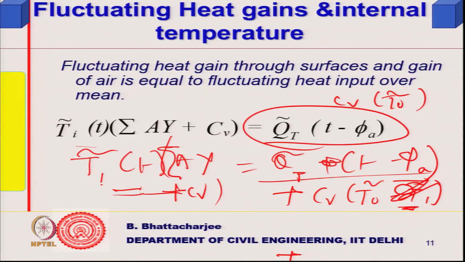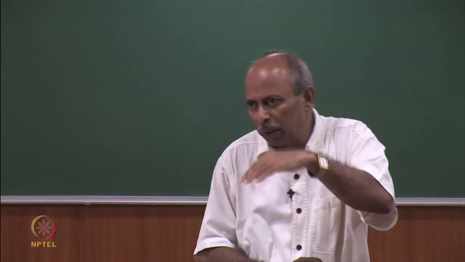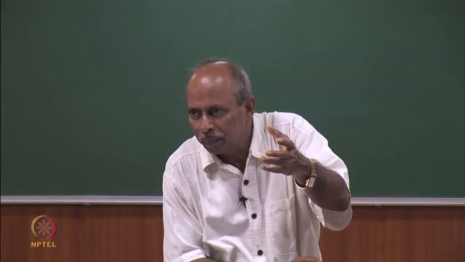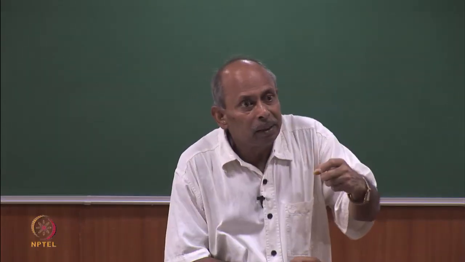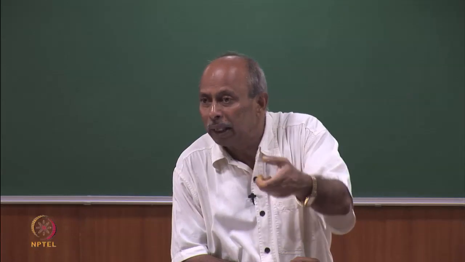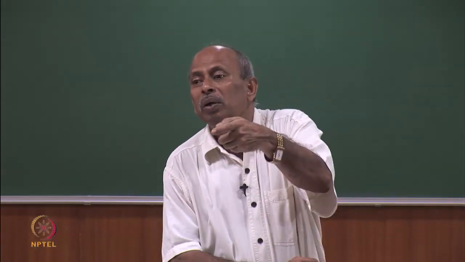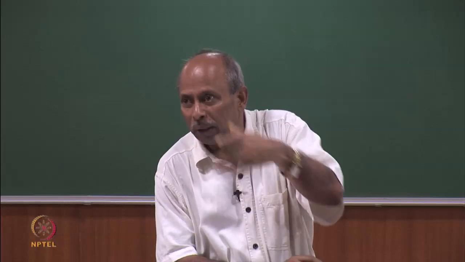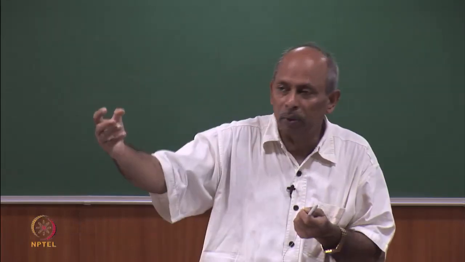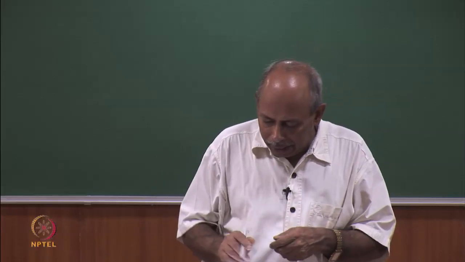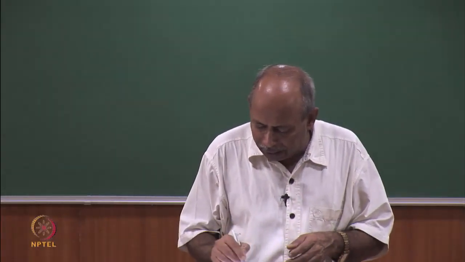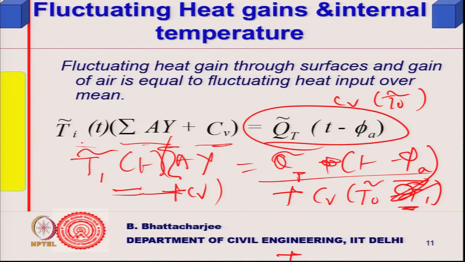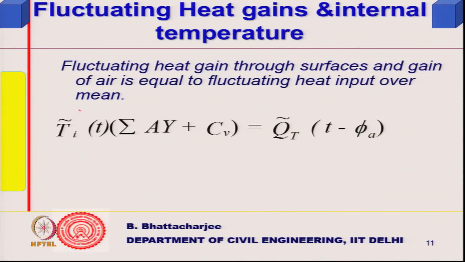All that I am trying to say is sum up everything, all the heat input, the fluctuating component above the mean. For the ventilation part, you sum that up together with that heat flow, C V into T O swing, the outside temperature swing, the amount of heat that will come just because of the swing of the outside temperature. And on the left hand side you will have sigma A y plus C V, because C V T I swing has to be subtracted out, and that is the equation, and you can now find out T I swing from such an expression.